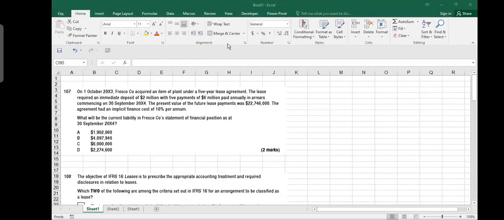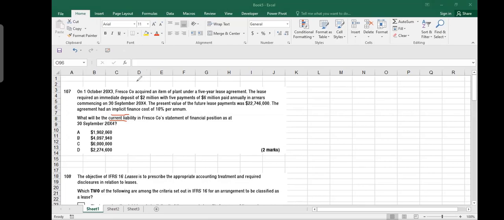These leasing short questions. Again, first read the requirement. What will be the current liability? Now that's a tricky portion. So what will be the current liability in Fresco's statement of financial position? When they ask you total liability, your life is easy. When they ask you current liability, you have to do one more extra calculation. When they ask you specifically current or non-current, you have to do one more calculation. Otherwise, it is simple.